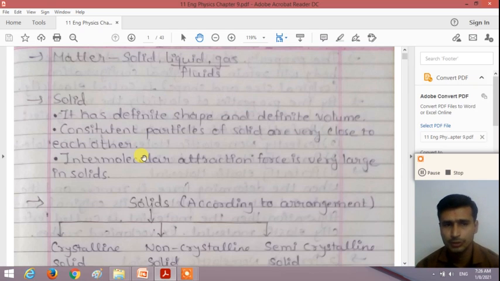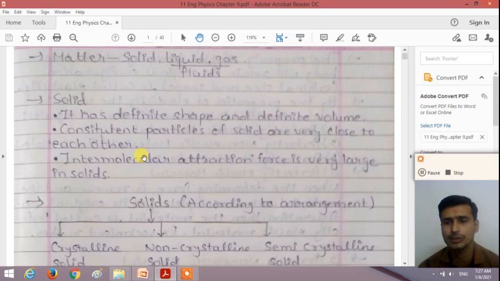So here, due to the constituent particles of the solids being very close to each other, the intermolecular attractive force is very large compared to the fluids and the gas, so that the solids have a finite shape and a finite volume. Now in the solid, what are the constituent particles? The constituent particles are the particles which form the matter, right? So here the constituent particles may be molecules, may be ions, may be atoms, right?